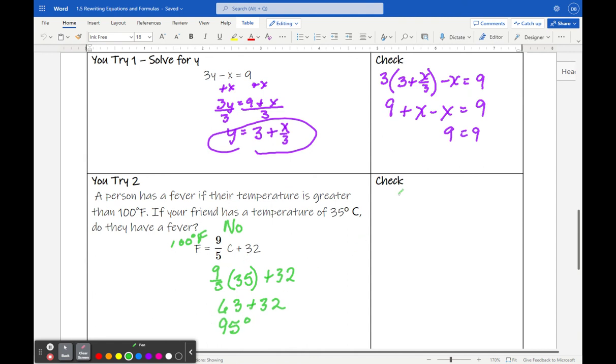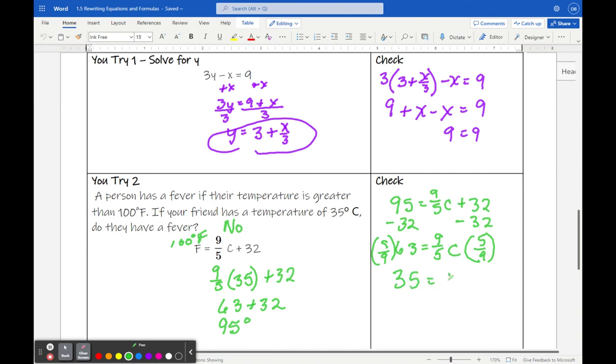I can check. 95 equals 9/5 C plus 32. Subtract my 32 from both sides. And I have 63 equals 9/5 C. Multiply by the reciprocal, 5/9. And I have 35 equals C. And that is what we started with.